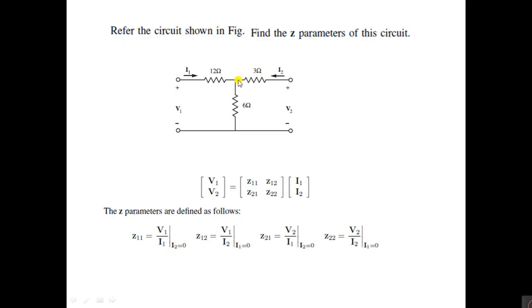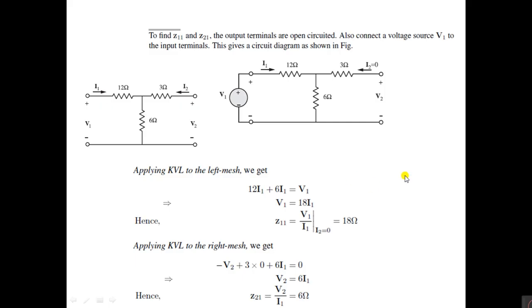This is the circuit diagram given. So this is the general equation: V1, V2 equal to Z11, Z12, Z21, Z22. You know how to find Z11: make I2 equal to 0. Similarly for Z21, make I2 equal to 0. To find Z12 and Z22, make I1 equal to 0. That we are going to do now.